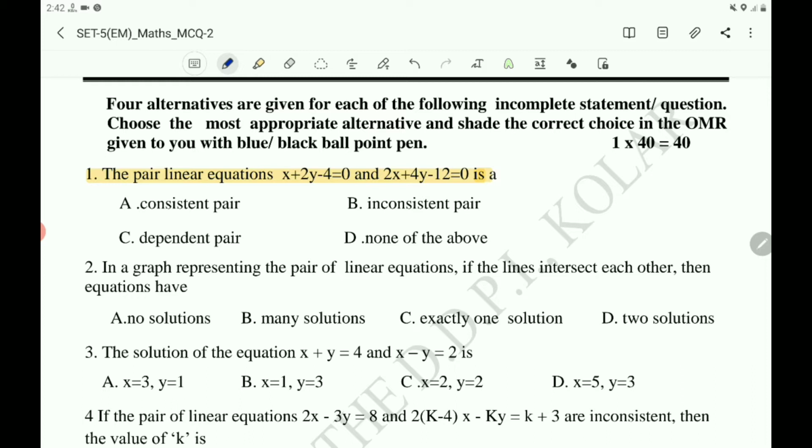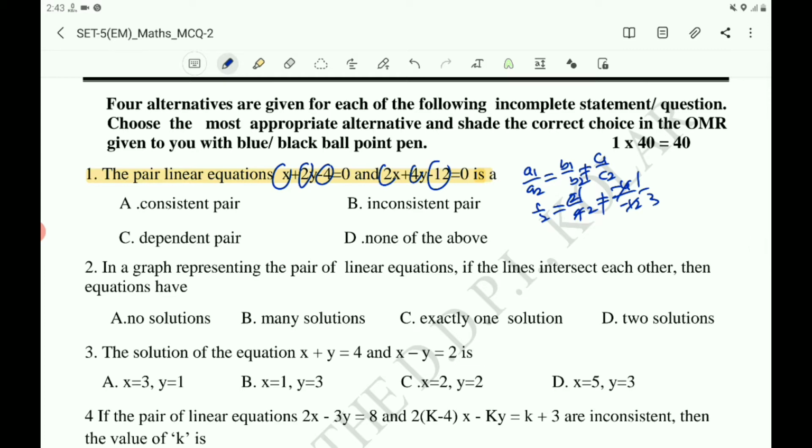Let us verify once again. a1 by a2 is 1 by 2, and b1 by b2 is 2 by 4, which is also equal to 1 by 2. c1 by c2 is minus 4 by minus 12, which is equal to 1 by 3. You see that these two are equal, this is not equal. So a1 by a2 equals b1 by b2, which is not equal to c1 by c2. So they are an inconsistent pair of linear equations.